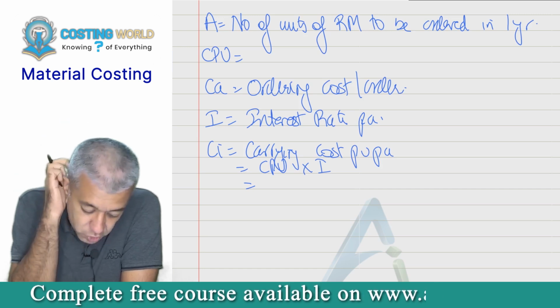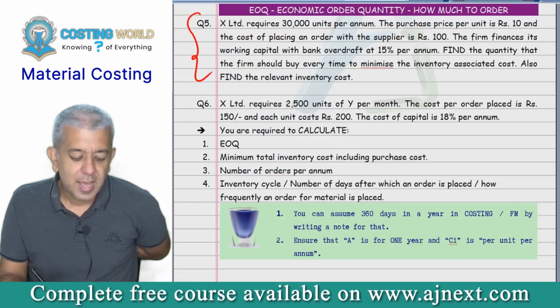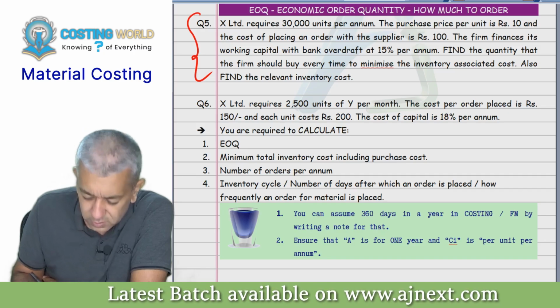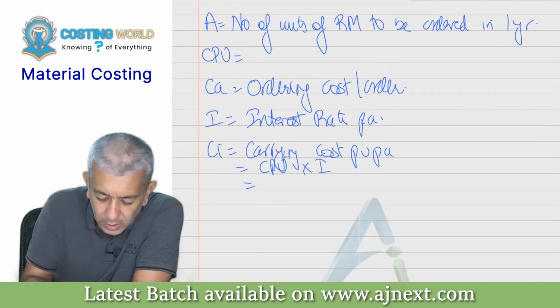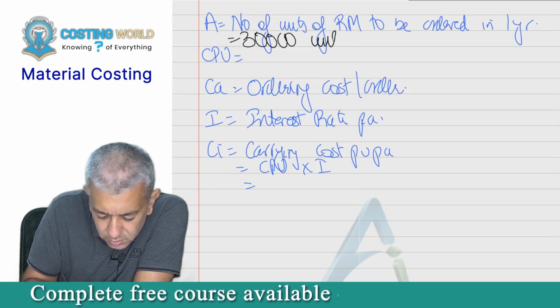Now, I'm reading the question and we'll be noting down the things over here. Okay, so let's read. X Limited requires 30,000 units per annum. Tell me what is 30,000 for us? A. So therefore, write down A is equal to 30,000 units.